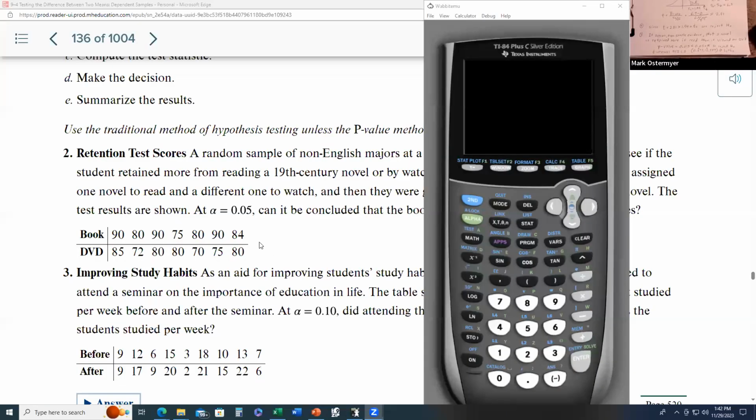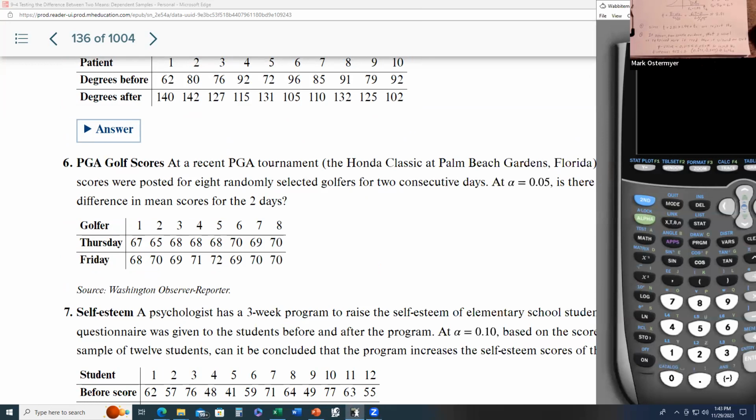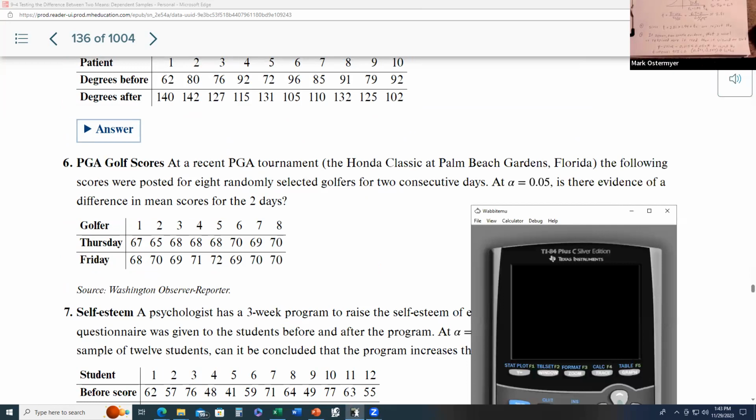All right, let's go down here. Number 6, PGA golf scores. I don't know if you've ever golfed before, ladies and gentlemen. Maybe putt golf, or I don't know if that qualifies, but anyways, let's read this here. At a recent PGA tournament, the Honda Classic at Palm Beach Gardens, Florida, the following scores were posted for 8 randomly selected golfers for 2 consecutive days. At the 5% level of significance, is there evidence of a difference in the mean scores for the 2 days?